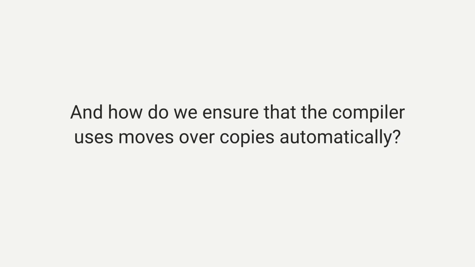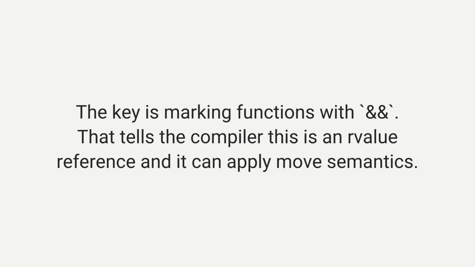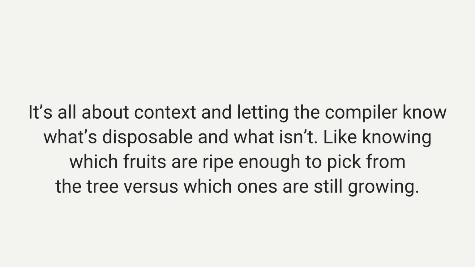And how do we ensure that the compiler uses moves over copies automatically? The key is marking functions with && and noexcept. That tells the compiler this is an R-value reference, and it can apply move semantics. It's all about context and letting the compiler know what's disposable and what isn't. Like knowing which fruits are ripe enough to pick from the tree versus which ones are still growing.